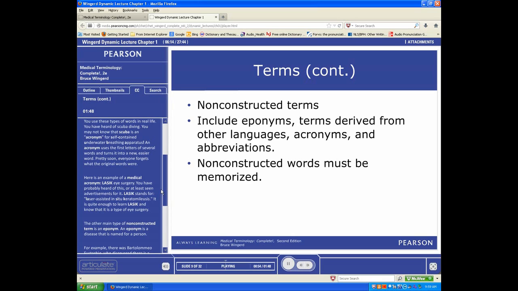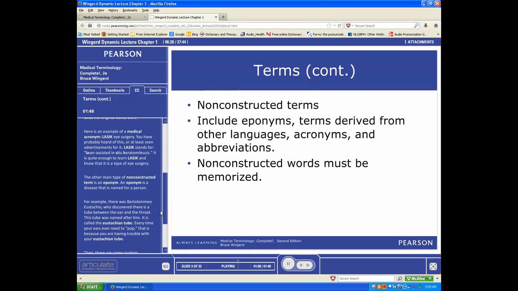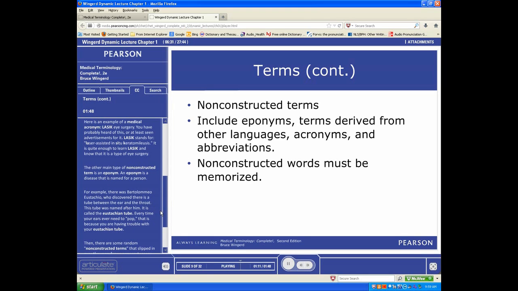The other main type of non-constructed term is an eponym. An eponym is a disease that is named for a person. For example, there was a Bartolomeo Eustachio who discovered that there is a tube between the ear and the throat. This tube was named after him. It is called the Eustachian tube. Every time your ears need to pop, that is because you are having trouble with your Eustachian tube.